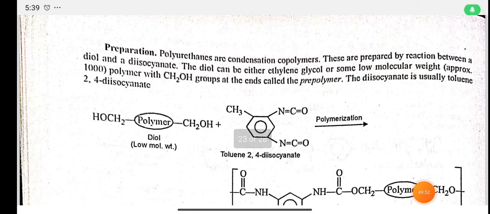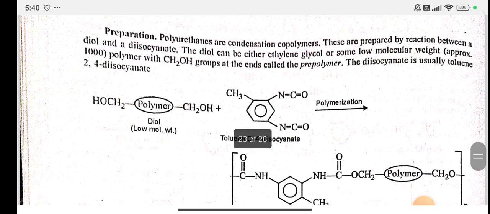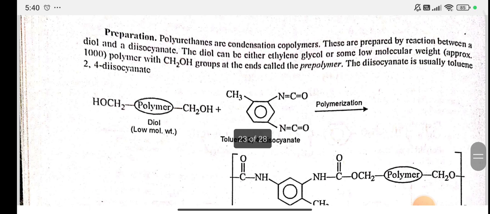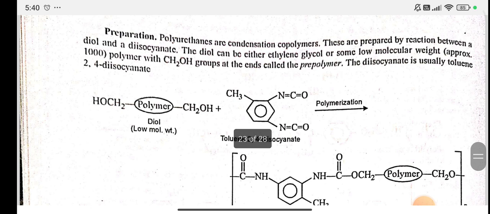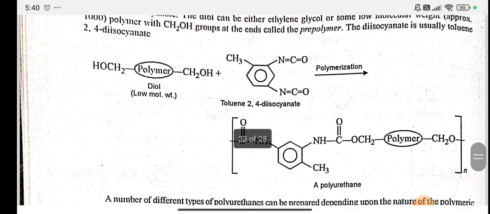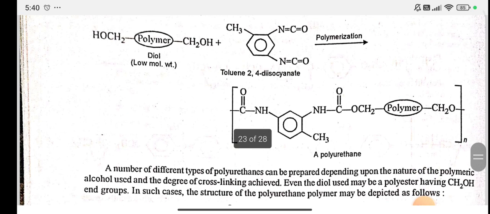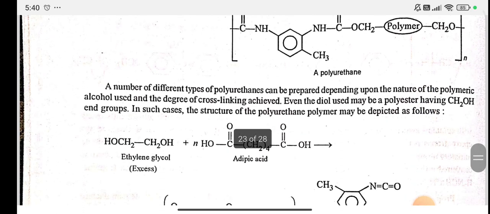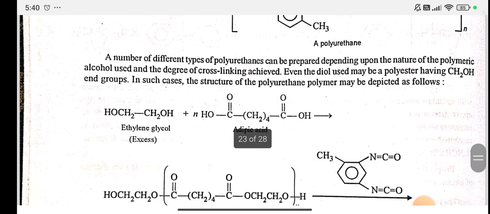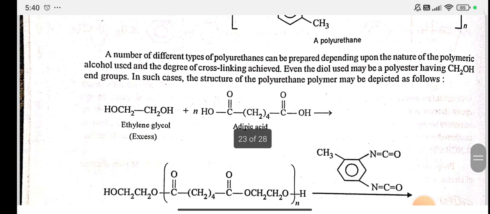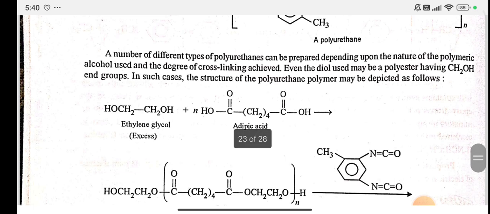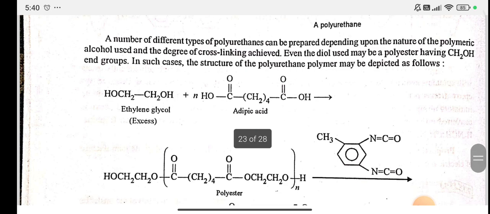Polyurethanes are condensation copolymers. These are prepared by the reaction between a diol and a diisocyanate. The diol can be either ethylene glycol or some low molecular weight polymer with CH2OH groups at the ends, called prepolymers. The diisocyanate is usually toluene 2,4-diisocyanate. A number of different types of polyurethanes can be prepared depending upon the nature of the polymeric alcohol used and the degree of cross-linking achieved. Even the diol used may be a polyester having CH2OH end groups. In such cases, the structure of the polyurethane polymer may be depicted as follows.